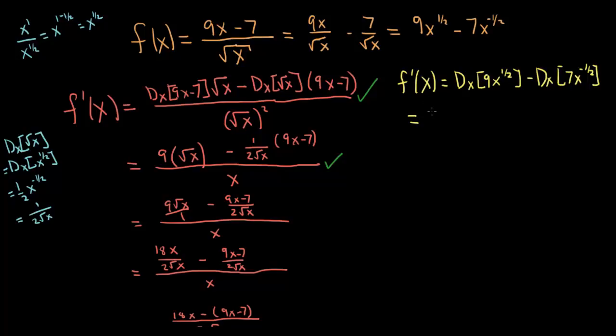So we're going to get 9 times 1/2 x to the negative 1/2. Remember, this is one of those derivatives I just said you probably should memorize because we're going to see it all the time. Now we'll simplify that in the next step. But then we have minus, where there's 7 times, what's the derivative of x to the negative 1/2?